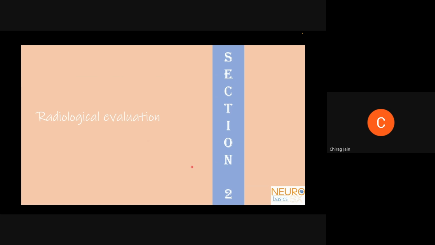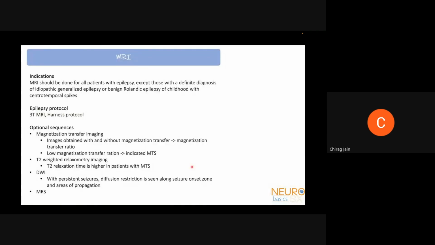Right, so that is about the clinical algorithm for evaluation of epilepsy patients. Now coming to the second section, that is the radiological evaluation. First, we'll discuss the most important imaging modality for epilepsy and how it works. That is the MRI.